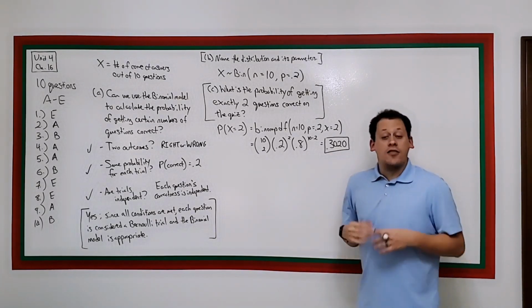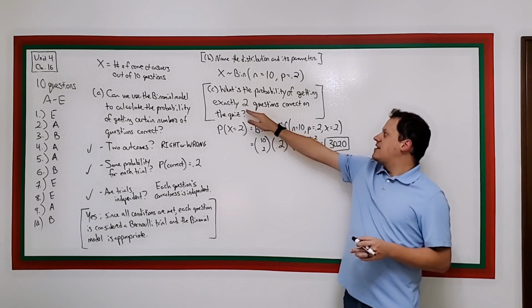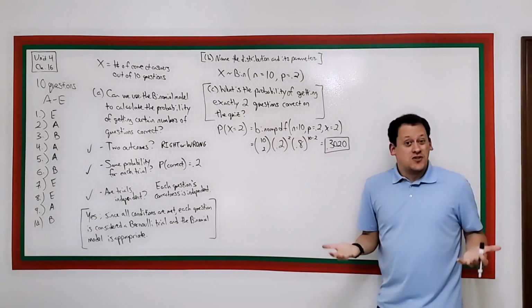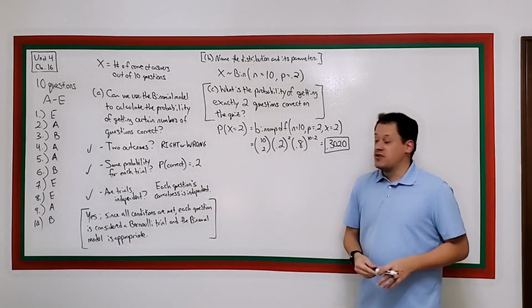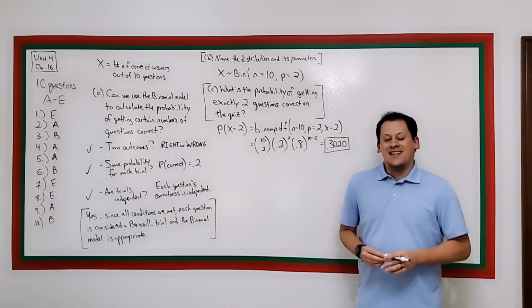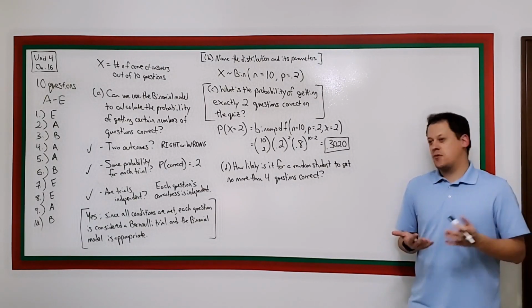Either way, you should get 0.3020, or about 30.2%. So even though we might expect that this is a fairly common occurrence, it really is only about 30% of the time. Only about 3 out of every 10 students that take this blind pop quiz are going to get exactly 2 questions correct. Part D, next question.